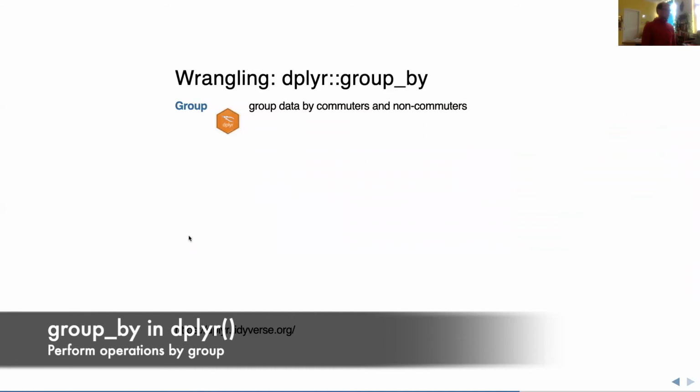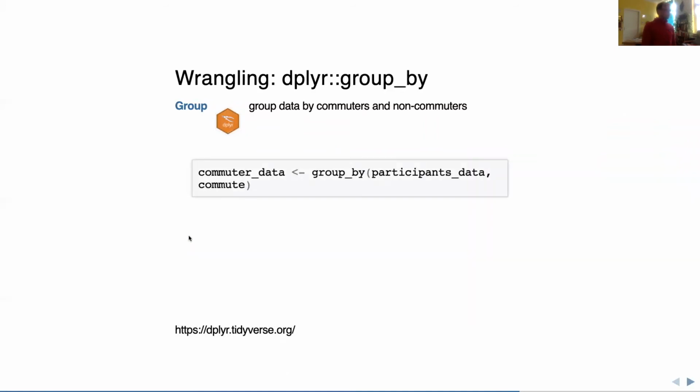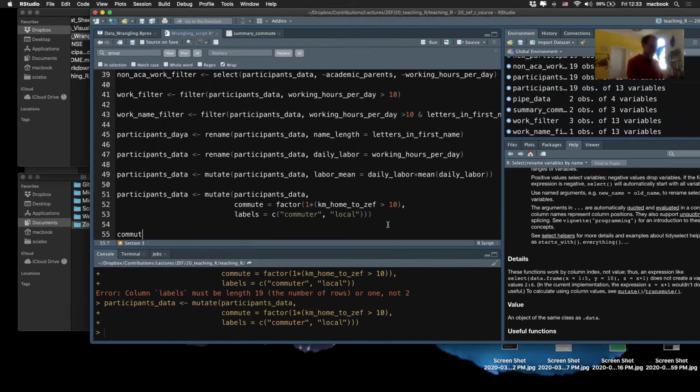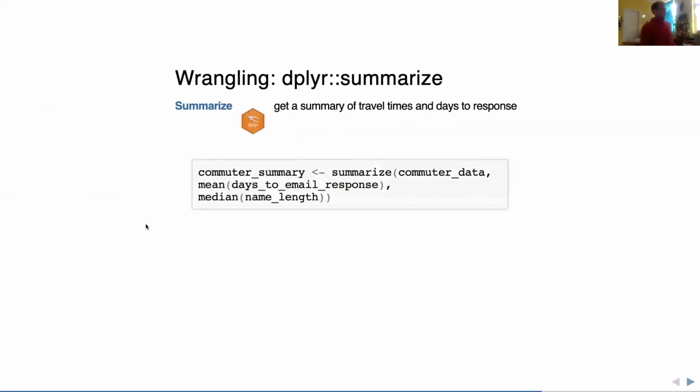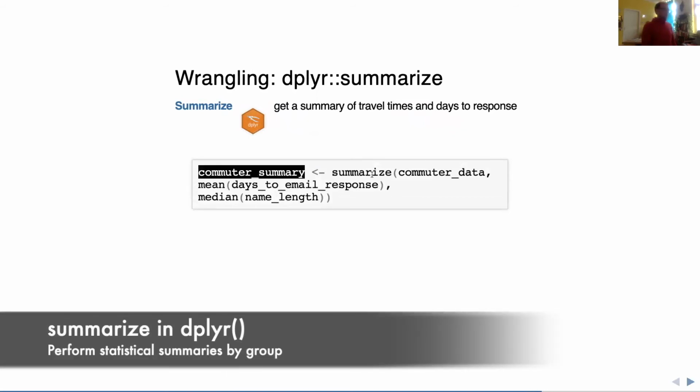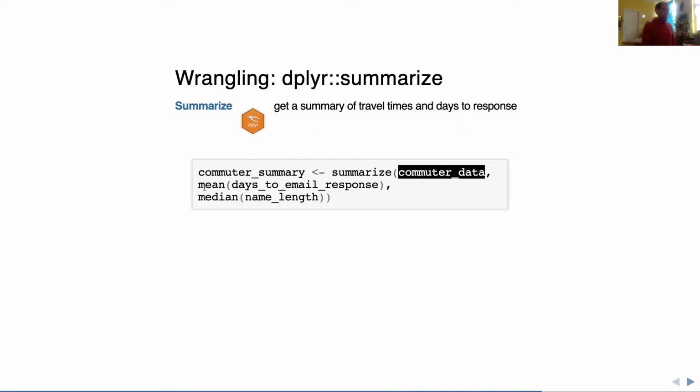So we're going to group data by commuters and non-commuters using the group by function. This is from dplyr group by. The first argument is data, participants' data, and then we'll group by commute. Then the next thing I'm going to do is create a commuter summary. So I'm going to summarize the commuter data according to the mean of the days it took you to respond to my email and the median of your name length.